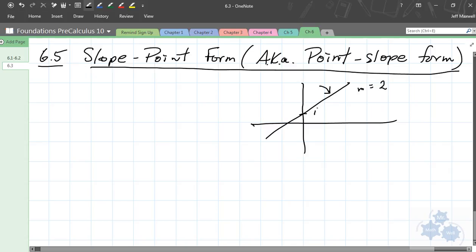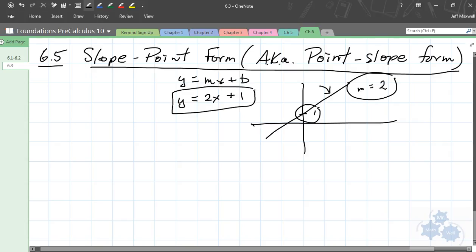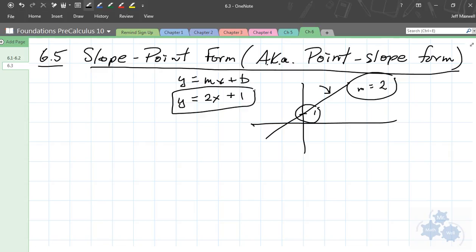Here's the y-intercept. Here's the slope. Done, right? Here's the form that you know. You go, hey, y equals, the slope is 2, and the y-intercept is plus 1. Okay? This is pretty easy, right? Hopefully you guys got a handle on this here, pretty much.